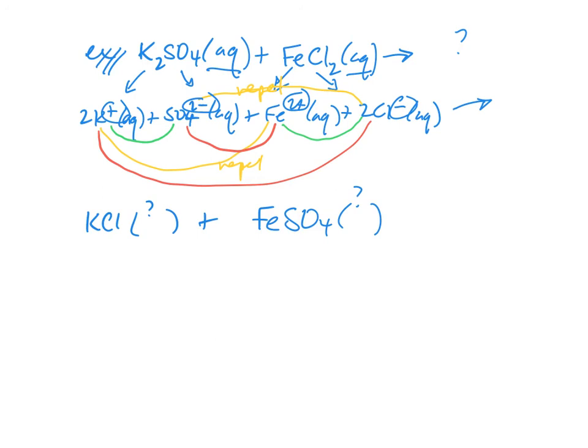So what might make KCl aqueous? What might make it solid? Well, stronger Coulombic forces are going to make it more likely to be solid. Weaker Coulombic or ion-ion forces are going to make it more likely to be aqueous. The same is true for FeSO4. So what does K plus have? Well, it has charges of 1 plus and 1 minus, whereas FeSO4 has charges of 2 plus and 2 minus. So certainly the charges are higher between FeSO4 than they are between KCl.